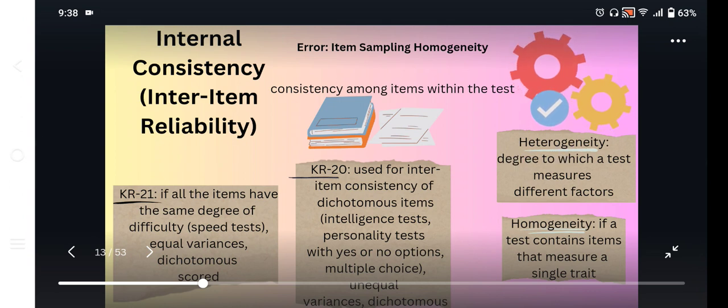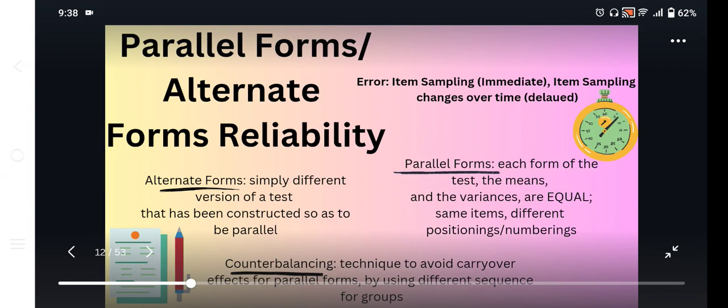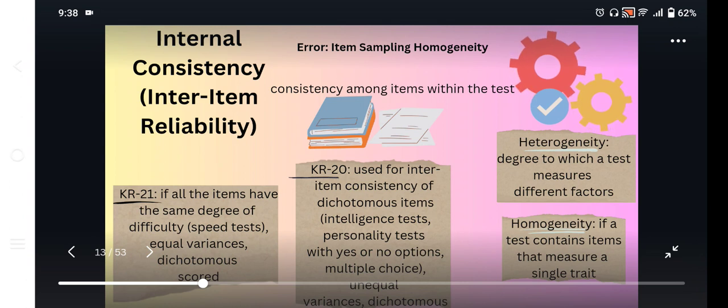Homogeneity. Homogeneous tests are said to be homogeneous if they contain items that measure a single trait. It is the degree to which the test measures a single factor. Okay? Ito pala yung ito po pala yung homo, ha? Ito naman po yung hetero. Where heterogeneity describes the degree to which a test measures different factors. A heterogeneous test is composed of items that measure more than one trait.